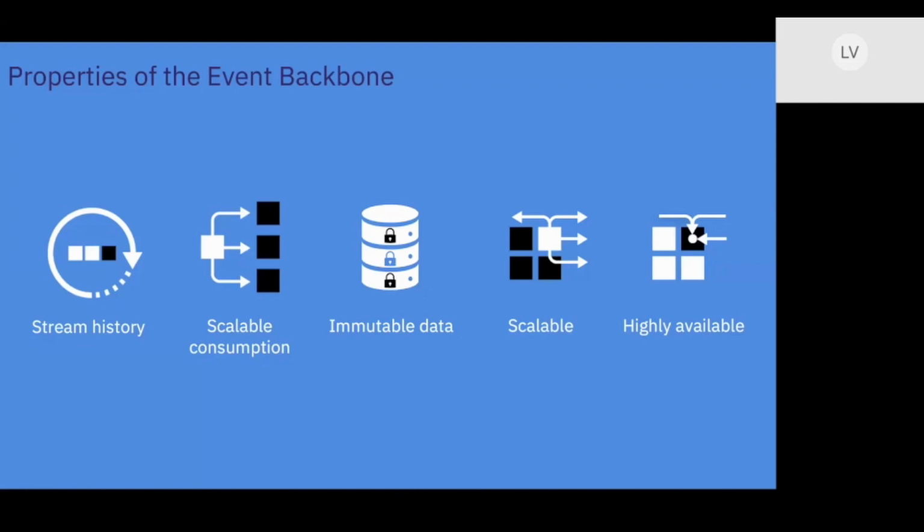To sum up, with Event Backbone, you have a stream history. You are able to scale the consumption, scale the production, and keep immutable data in the stream history. And you can manage high availability with this. So now how can we do this with IBM Event Streams or Kafka?